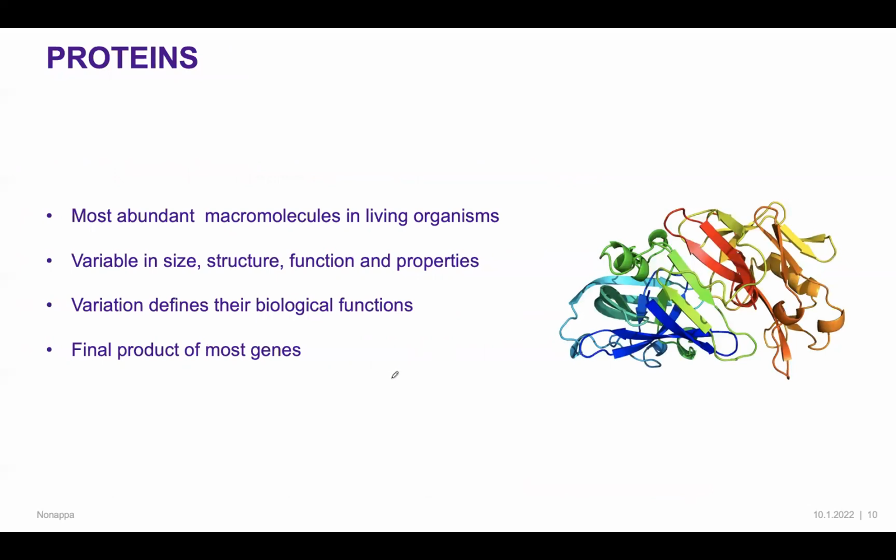If you look into proteins, which are nothing but the polymeric structures of multiple amino acid residues, they're the most abundant macromolecules in living organisms. They vary in their size, structure, property, and function. And this variation actually defines their biological functions. All proteins are end products of most of the genes.